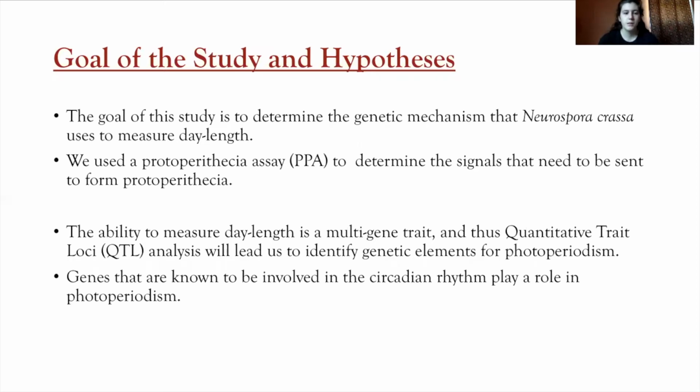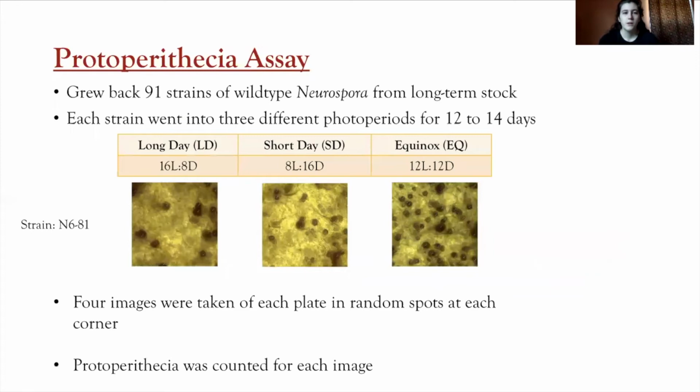We hypothesized that the ability to measure day length is a multi-gene trait, so quantitative trait loci, or QTL analysis, will lead us to identify genetic elements for photoperiodism. We also hypothesized that genes that are known to be involved in the circadian rhythm play a role in photoperiodism. And here's an overview of the protoparesthesia assay.